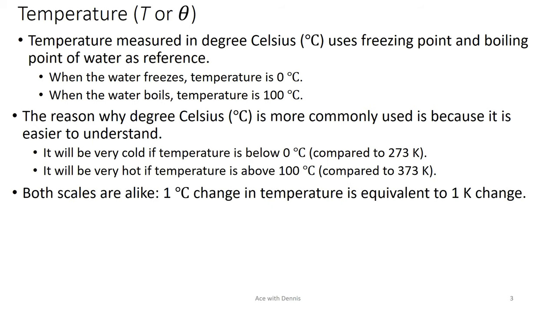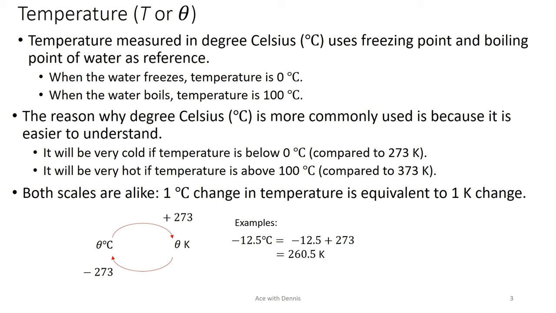Both scales are alike. It means a 1 degree Celsius change in temperature is equivalent to a 1 Kelvin change. Therefore, if you want to convert the unit from degrees Celsius to Kelvin, we just need to add 273. On the opposite, if we want to convert from Kelvin to degrees Celsius, we just need to minus 273. For example, negative 12.5 degrees Celsius equals negative 12.5 plus 273, which will give us 260.5 Kelvin.